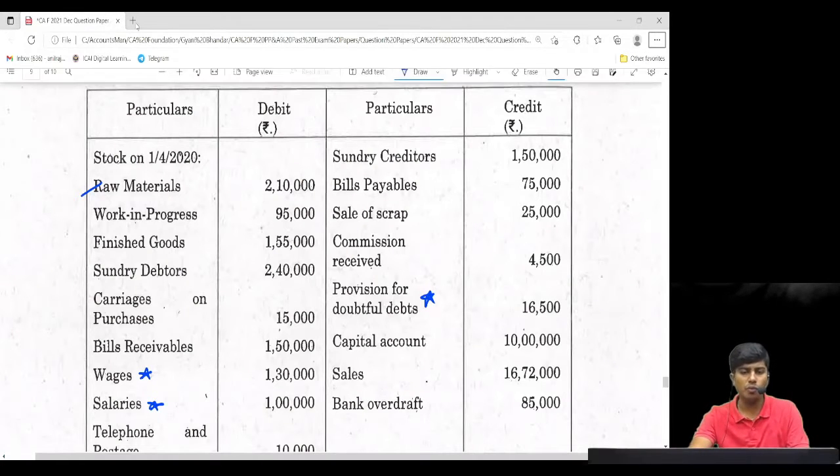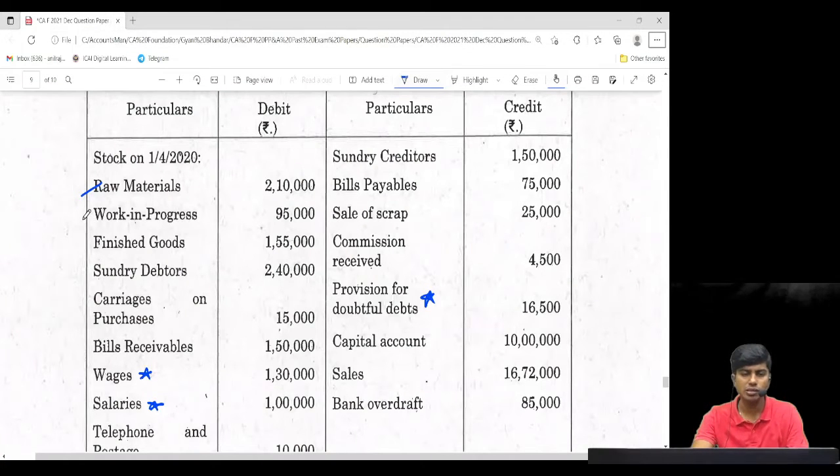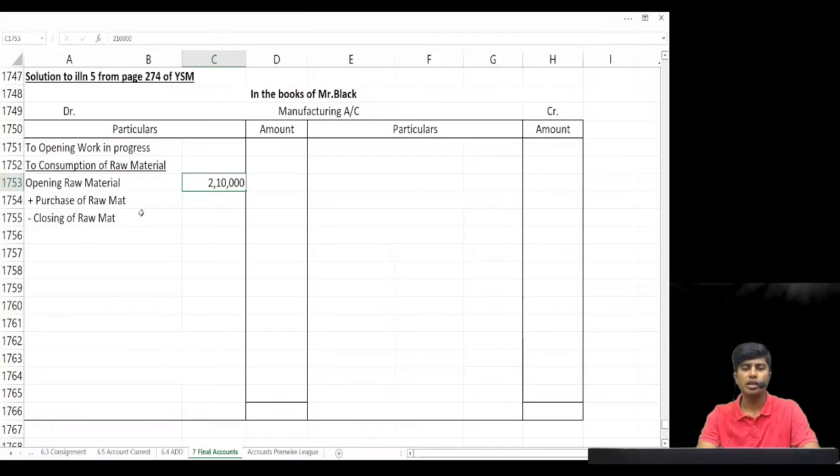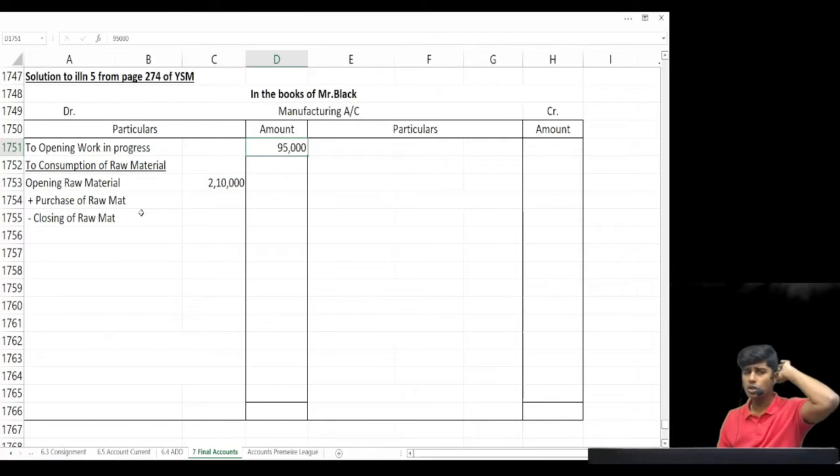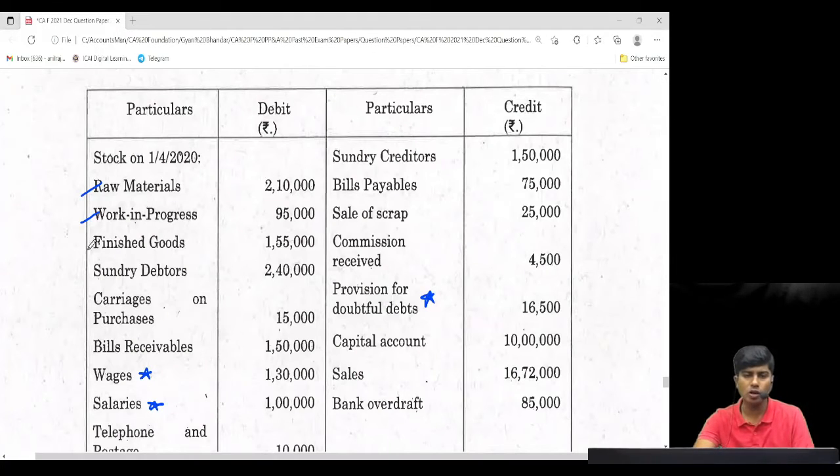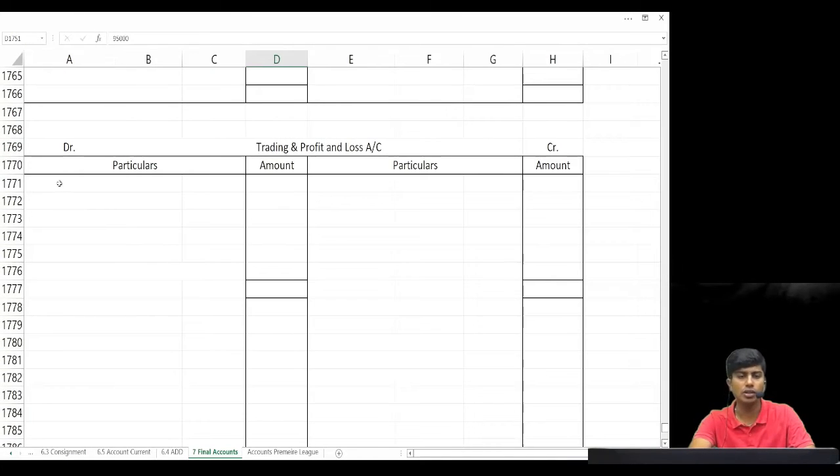Then what else do we have? Work in progress opening is 95,000. I'll write this in my manufacturing account to opening work in progress 95,000. Then we have finished goods opening, 1,55,000. This opening finished goods I would post to my trading account on the debit side. In the trading account, I'll write on the debit side opening stock of finished goods 1,55,000.